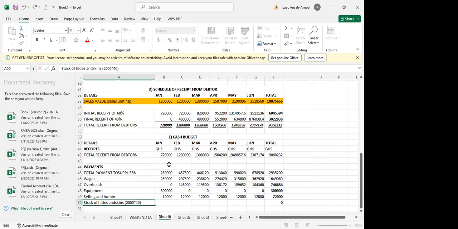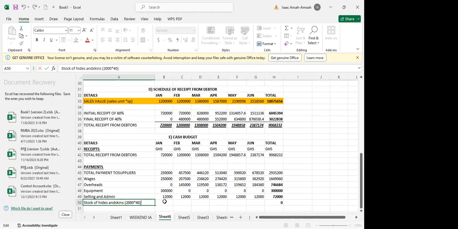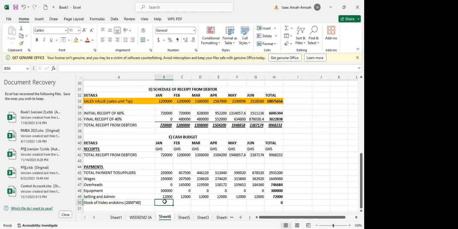Isaac, why times 40, please? Okay, we're looking at how much we pay for or we buy hides and skins, the raw material. In this particular market, hides and skins is sold at 40 cedis per unit. You remember, as per the question. So that's why we are multiplying by 40. And then it was bought on the first day, so it will be 40 cedis times 2,000.